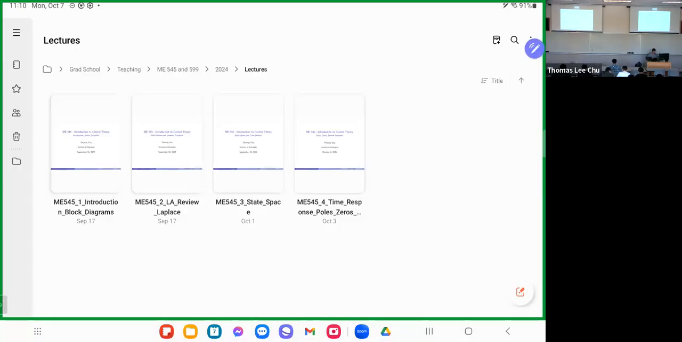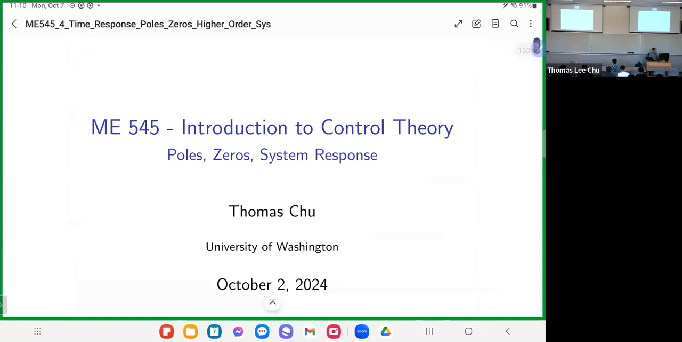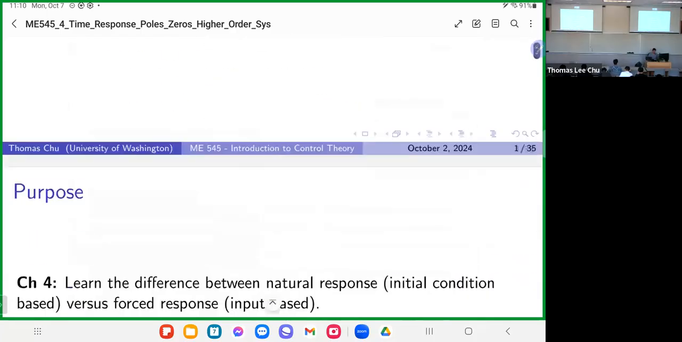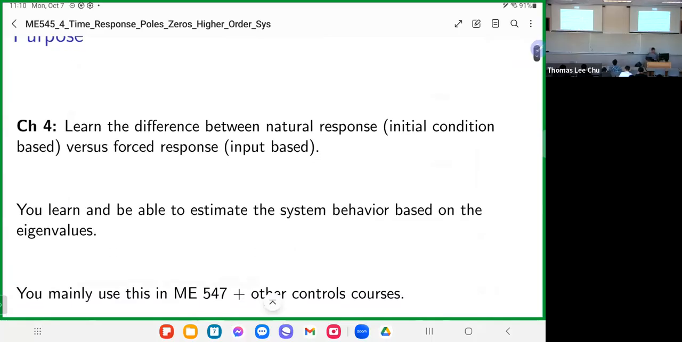Okay, so then we're gonna start lecture number 4. So lecture 4 is going to be focused on, hold on a second, let me pull up my notes for it. So pole zeros and system response is mostly centered on chapter 4. Here's the purpose of chapter 4. You're going to learn the difference between a natural response versus forced response, like how to actually solve it. And then you're going to learn how to estimate the system behavior based on the eigenvalues alone.